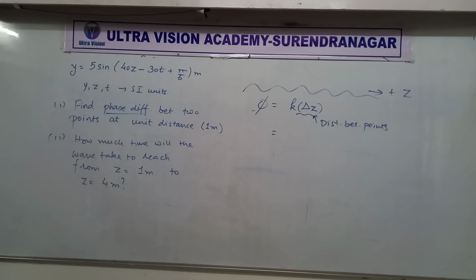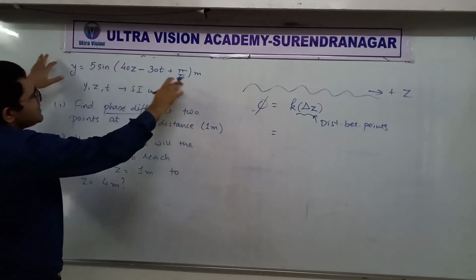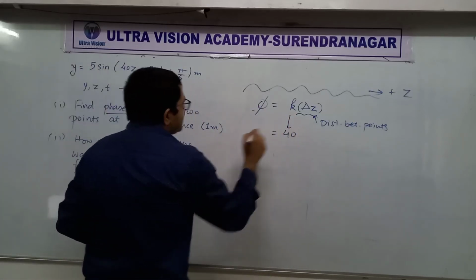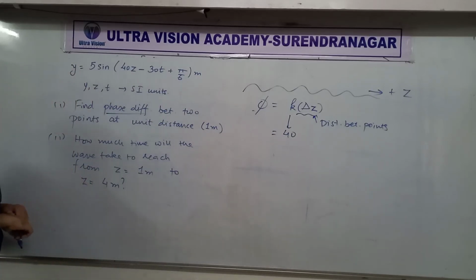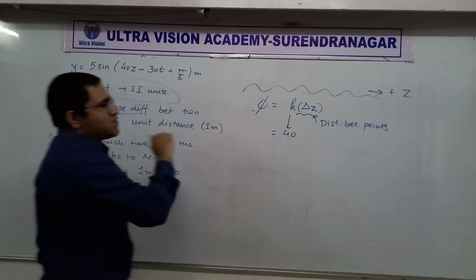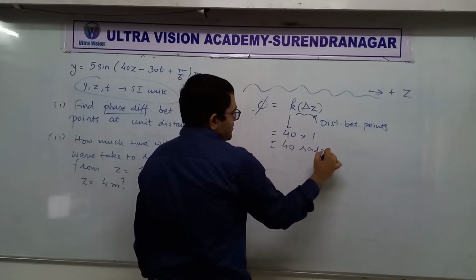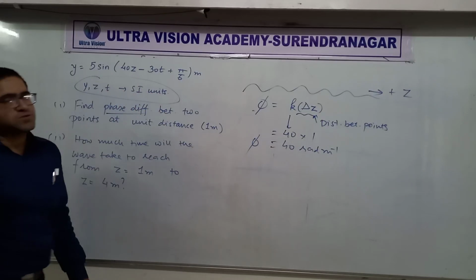Unit, Priyansh. Are you sure that's the right unit? Okay, compare. What's k? k is 40. Clear? And is the unit proper? Is the unit radian per meter? Yes, because everything is in SI. Okay, so this is 40 radian per meter and this is 1 meter. So, understood? Understood or not?